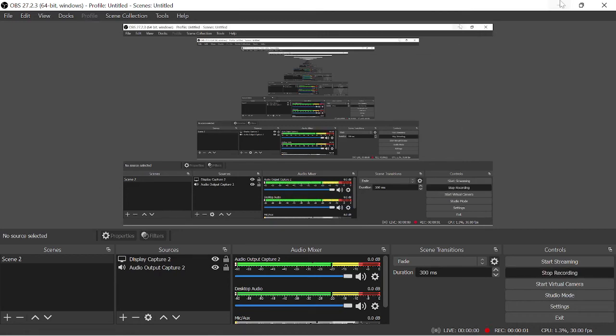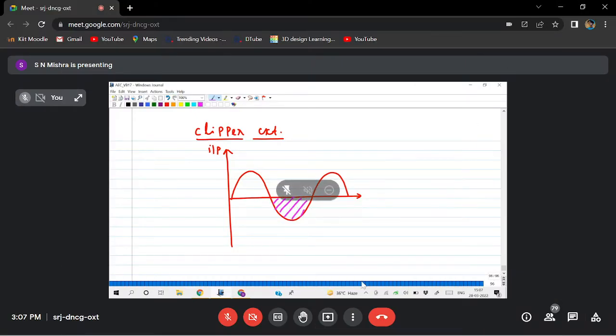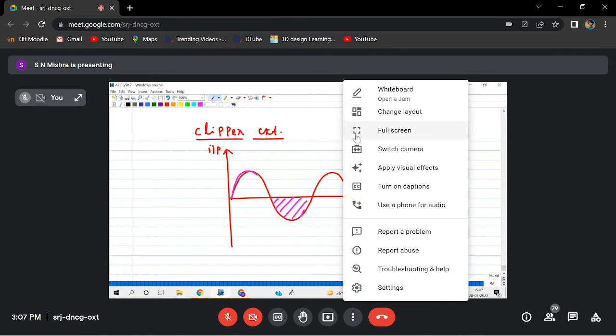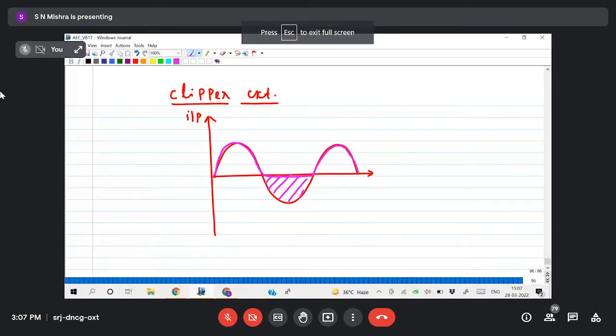We're cutting this portion of the signal. Yes or no? We are getting only this part of the signal. So this portion is cut or clipped. Understood?